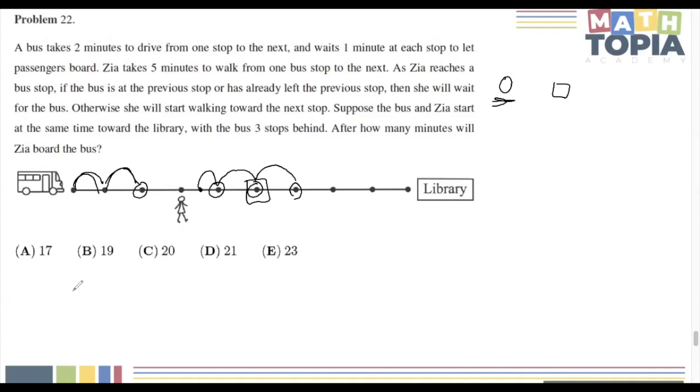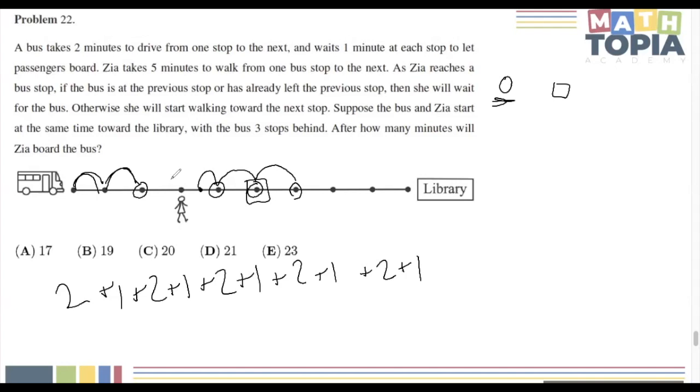Well, what's the total amount? Well, the bus drives for 2 minutes, then waits for a minute, then drives for 2 minutes, waits for a minute, drives for 2 minutes, waits for a minute, drives for 2 minutes, waits for a minute, right? 2, 1, 2, 1, 2, 1, 2, 1. Drives for 2 minutes, waits for a minute. Now it's over here, and then drives for 2 minutes, and then it finally meets Zaya. So the total number of minutes here we can see is 12 plus 5. If we add those together, we end up with our answer of 17A.